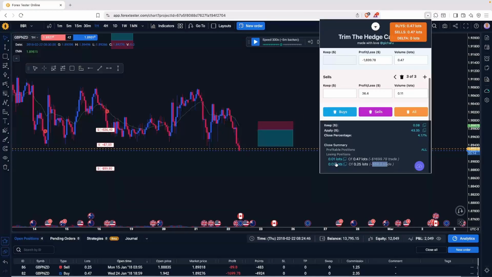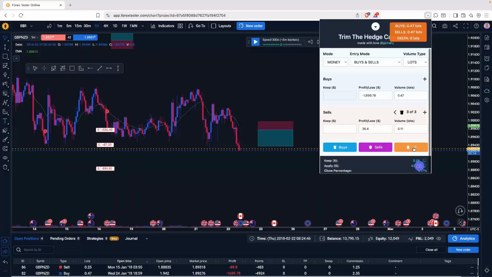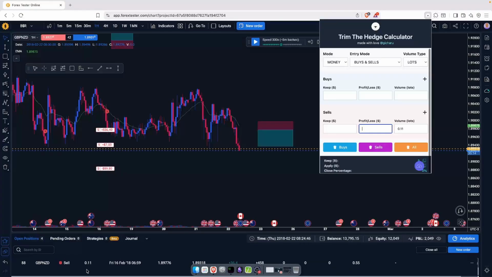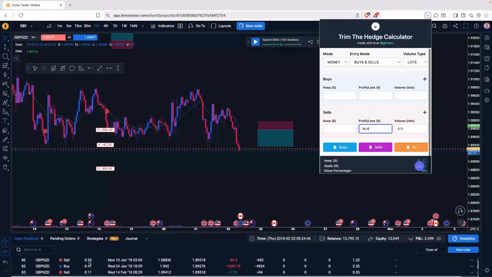Let's see, it's saying that we are closing 0.02 of this trade. No, there's no point. Let's just do the math with only the trade that we know we are supposed to be closing, which is this one, 36.4. Even if we decide not to keep anything from that trade, I'm not so sure whether we'd be able to close out anything from the trade at the top, buy trade.